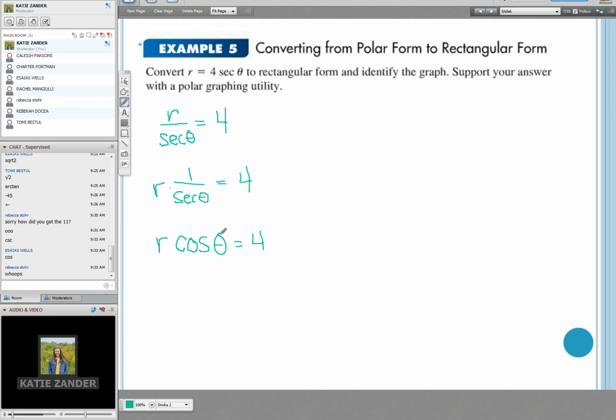But now that we have r cosine theta, we can go back to that table that I had you write down. And we know that that is going to be an x, right? R cosine theta equals an x. So if we can get either r cosine theta or r sine theta as our answer and then equals some number, we can then transform that into an x equals or a y equals equation. So in this case, it's going to be a vertical line through x equals 4.